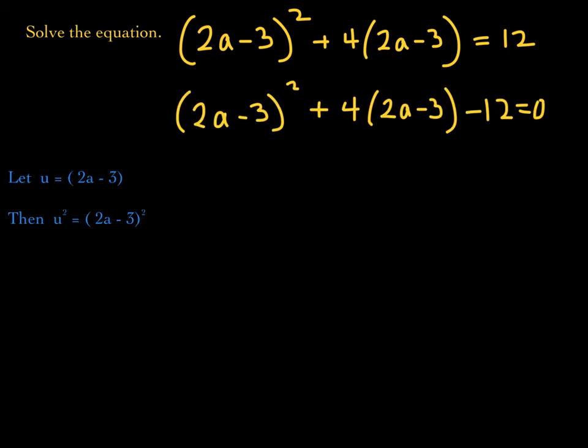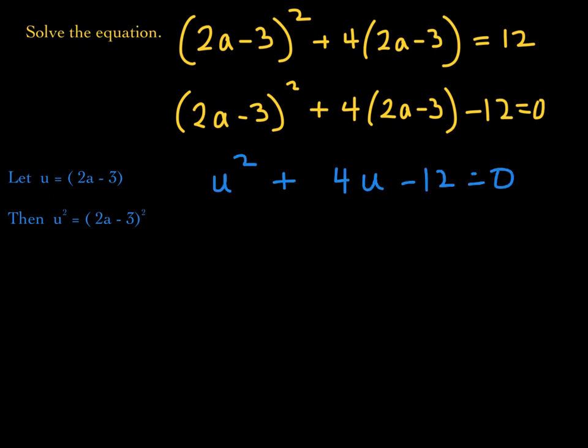All right, I brought the 12 over like I said I would, and here's the substitution that we're going to make. You're probably used to this now. You can see the pattern. We're letting u equal the variable part of the middle term, right? This part here. And then when you square u, you square the expression 2a minus 3, which happens to be this whole first term. So I'm going to replace 2a minus 3 quantity squared with u squared, and I'll replace 2a minus 3 with u.